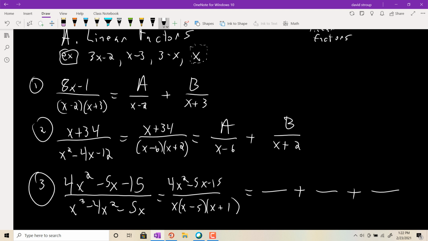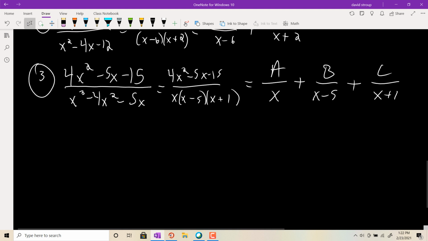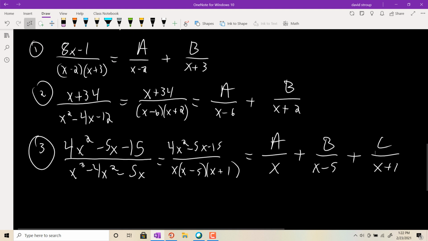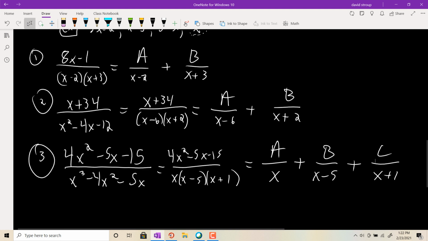One of the fractions will just be x, and then you'll have x minus 5 and another one. And it doesn't matter what order you put them in. Addition is what they call commutative, so 3 plus 2 is the same as 2 plus 3. So you could put x minus 5 in the first denominator, and then x in the second, and then x plus 1 in the third. That's fine too. In the numerators, you're just putting constants that we'll solve for later. Okay, so that's the first case, linear factors.